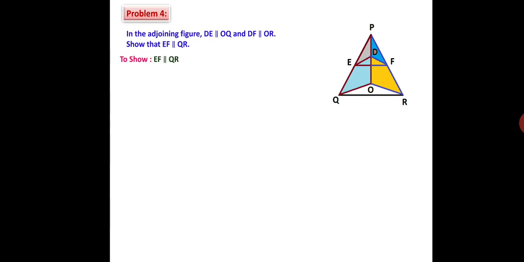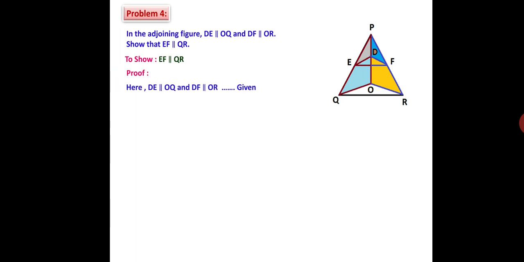Let us see one more problem. In the adjoining figure, DE is parallel to OQ. See the figure carefully. And DF is parallel to OR. Show that EF is parallel to QR. EF is parallel to QR, we have to show.